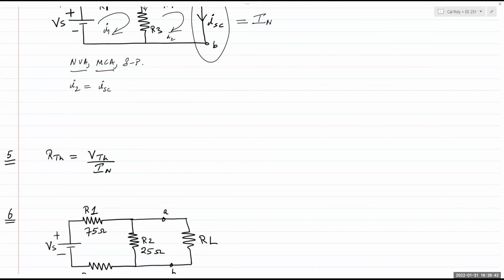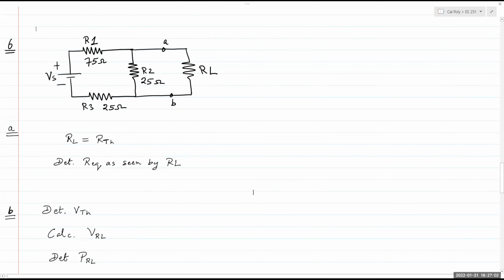Then you're asked to verify your solution by simply applying Ohm's law, right? Divide the Thevenin voltage by the Norton current and see if your answer matches up with RTH that you calculated earlier. Okay, that's a verification of your analysis.